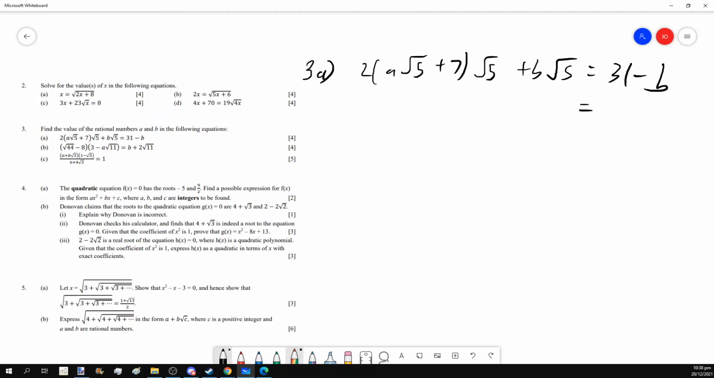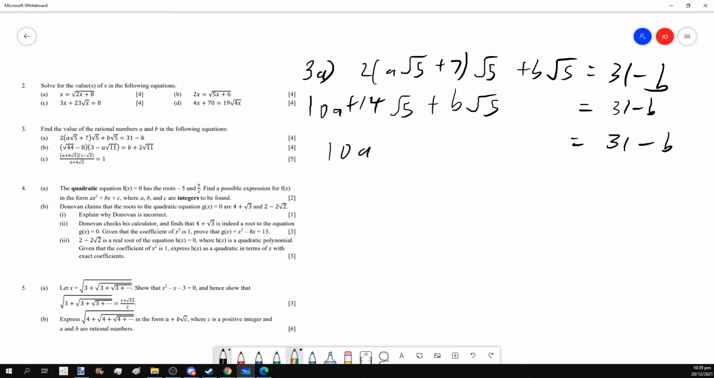We will be able to open up the bracket on the left side, which will give us 10a plus 14 root 5, my handwriting is horrible, plus b root 5 to be equal to 31 minus b. And from here, what we will do is we will deliberately group all of the numbers together. We will group all of the square roots together, like so. Now this is very convenient because you will notice that the right hand side doesn't even have a square root. So it's as good as saying plus 0 square root 5.